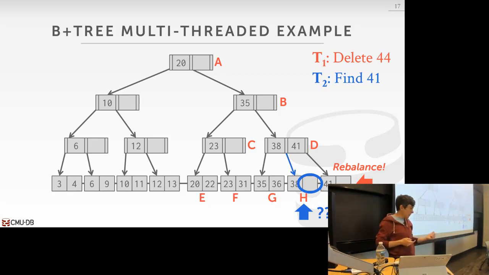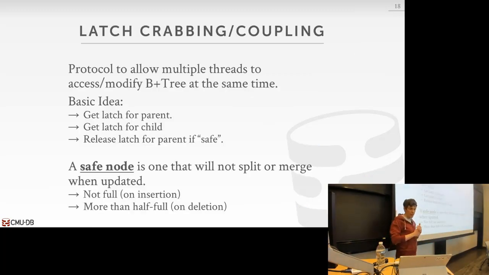So the way we're going to handle this is the classic technique called latch crabbing or latch coupling. When I was a young lad, when I was taught databases, I was told the term was latch crabbing. I don't know what the textbook actually uses, but I think Wikipedia calls it latch coupling. It's all the same concept. Latch crabbing is a technique that allows multiple threads to access the B plus tree at the same time, and we're going to protect things using latches.